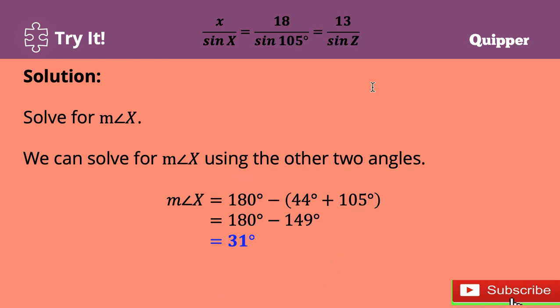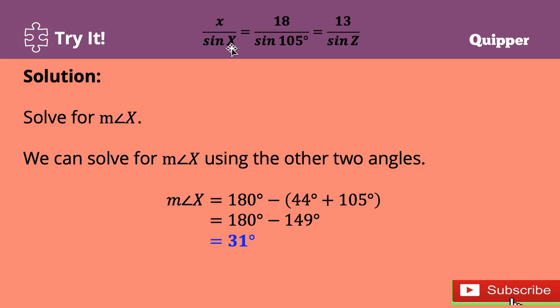For angle z, we have to use that to find the other angle, which is angle x. Again, using the idea of adding all the interior angles and equating it to 180 degrees, we can solve for the measure of angle x using the other two angles. That is 180 degrees minus 44 degrees plus 105 degrees. This 44 is angle z, and 105 degrees is for angle y. So we have 180 degrees minus 149 degrees, which is equal to 31 degrees. That's the measurement for angle x.